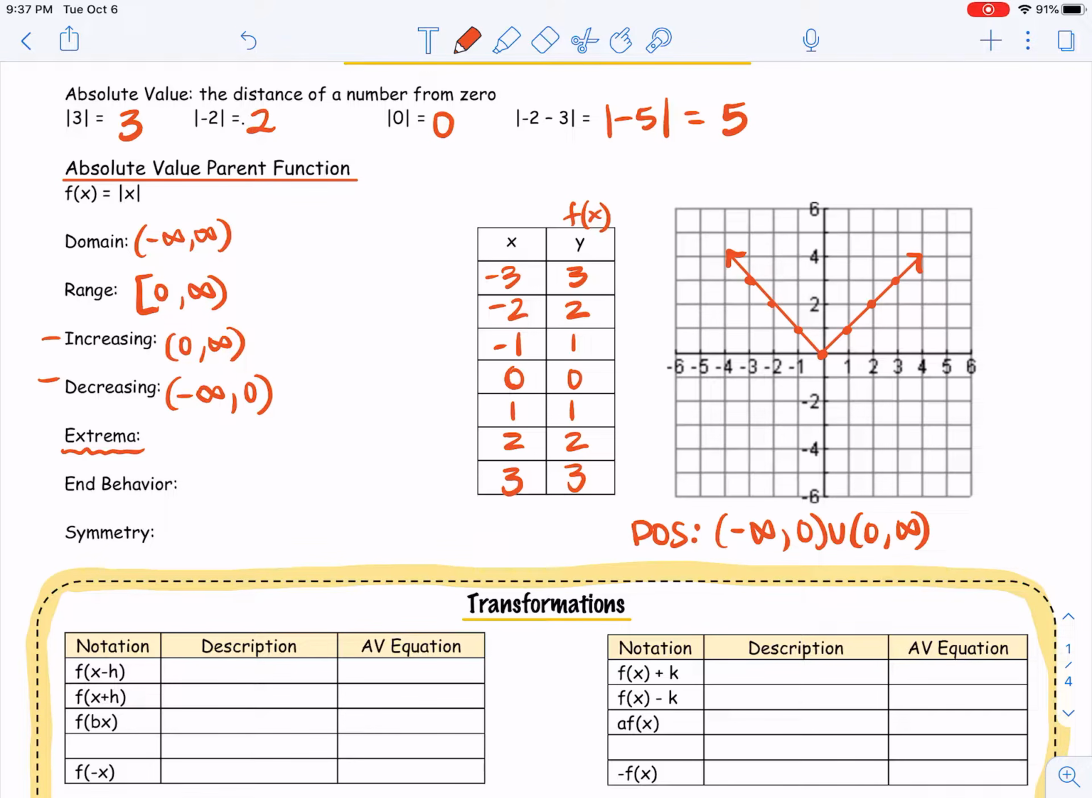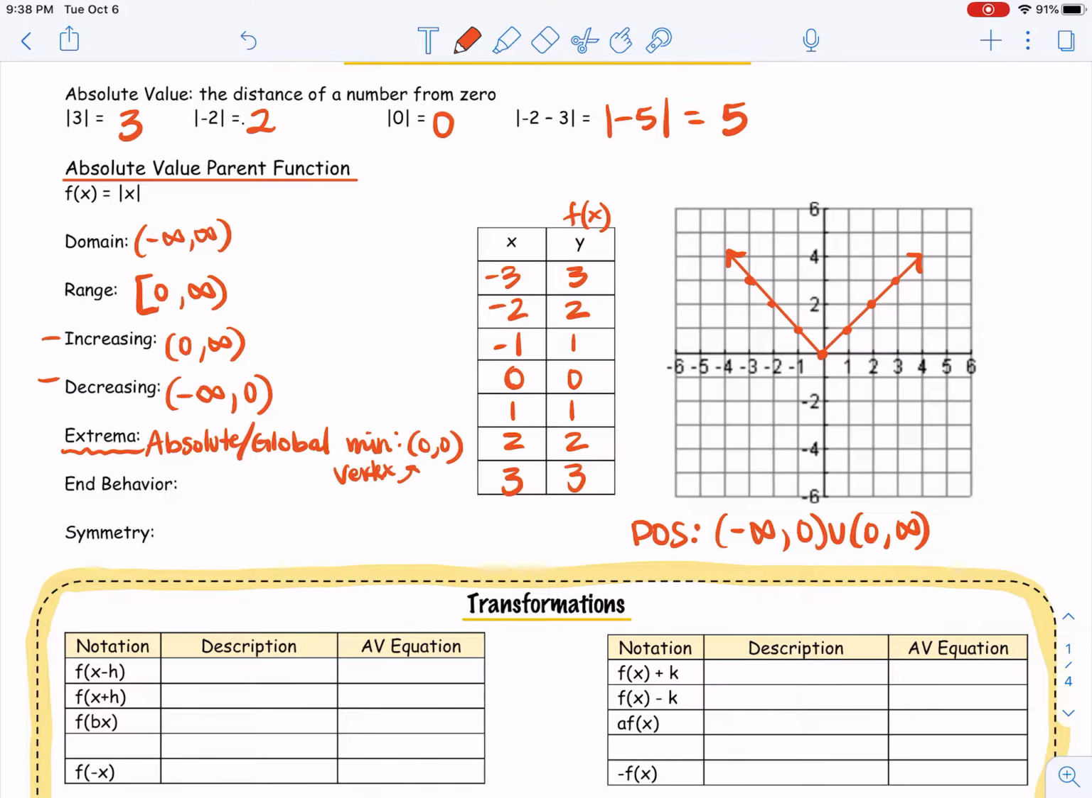And so for this particular graph, we do have that absolute or global minimum. And it is at our vertex. It is at (0, 0). It's our vertex.